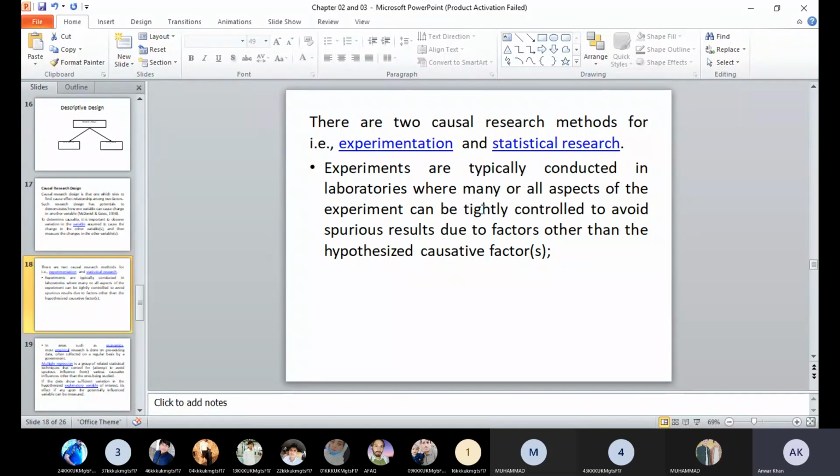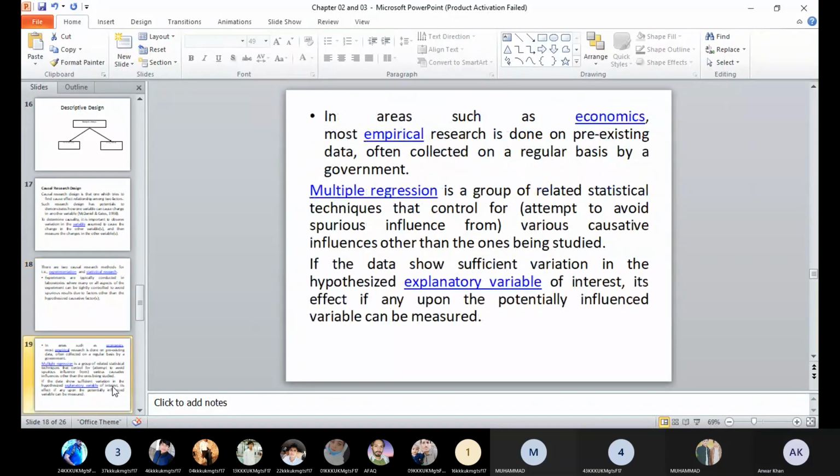So in a controlled environment, the particular phenomena is studied and we try to understand the causative nature of the variable that is being studied experimentally. In areas like economics or empirical sciences, this experimentation is used. Even in accounting, this experimentation is used. And we have different kinds of techniques which are used in the experimental research, like the multiple regression analysis, which is used in the typical cause-effect relationship determination process.